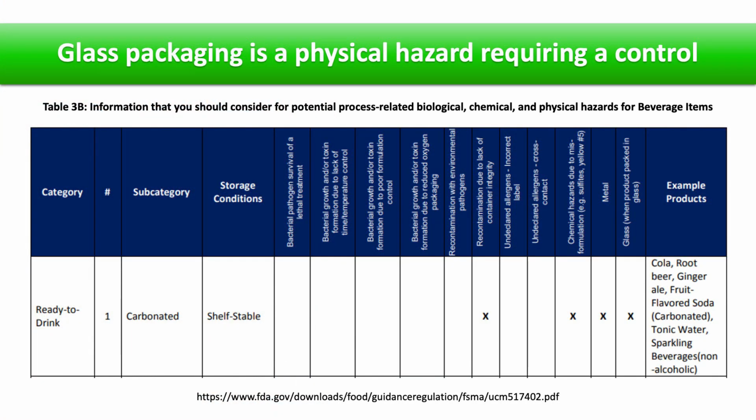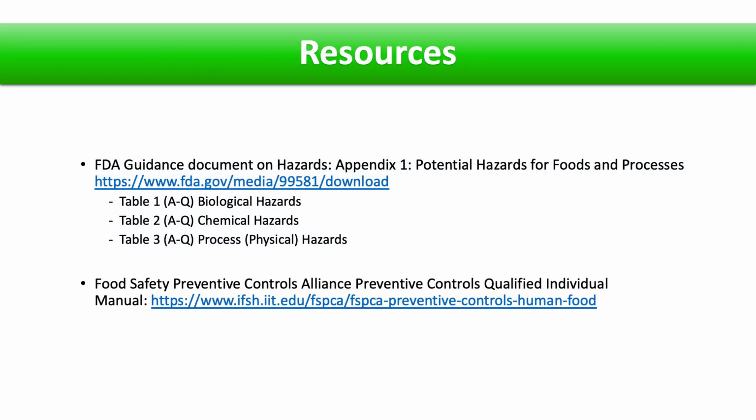Then finally, an example of a physical hazard. I want to show this to highlight the physical hazards that are identified for beverages like cola, sparkling beverages, etc. Glass was identified as a hazard if a product is packaged in glass. A food processor must have a glass management plan to reduce the risk of glass hazard to consumers.